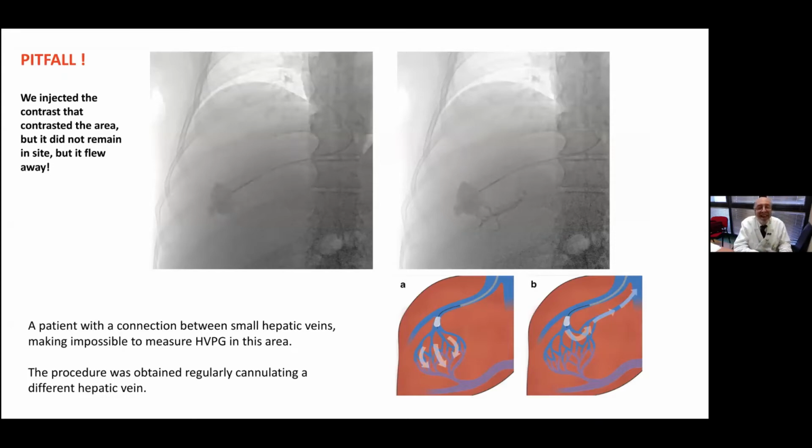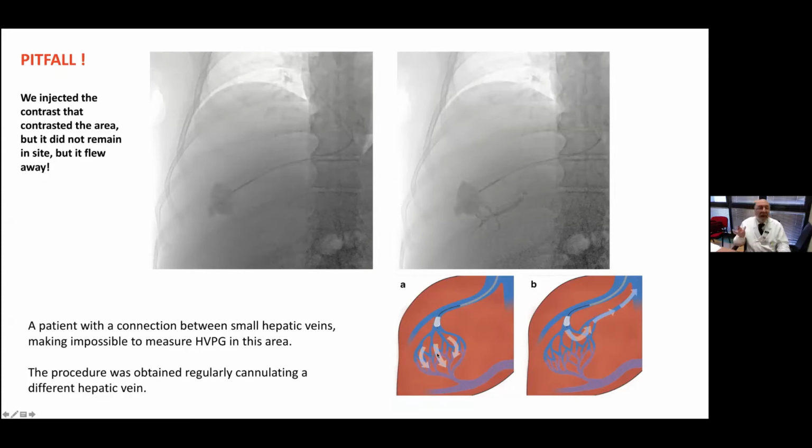In this case, have a look at this figure. The figure is not very bright, but I hope you may see. We injected the contrast that contrasted the area, but it did not remain inside, but it flew away. And this is the beginning of this contrast that flows away. And since this is not so clearly visible, I show you a sketch that shows it better.